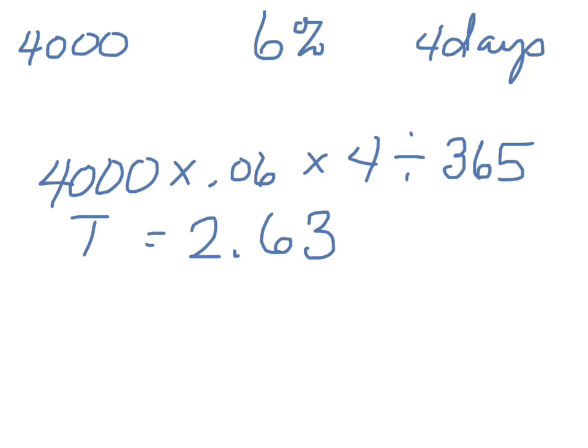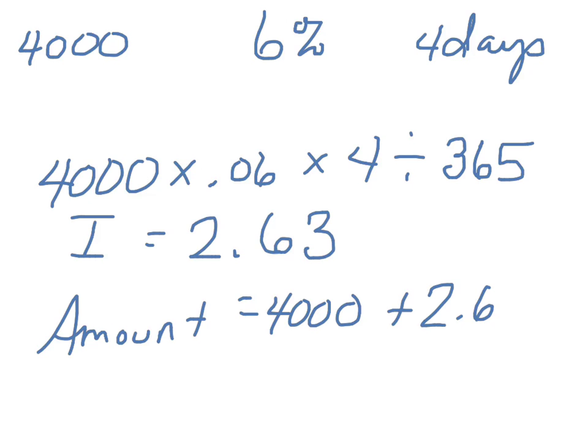So then that's my interest. To find the amount that's in the account, I'm going to take $4,000 plus $2.63. Is it important to make sure your decimals are in the right spot? Yes. Okay. So what is 4,000 plus $2.63? 4,002.63. So after 4 days, you made $2.63. Okay, keep this in mind. I had that in there for a month and only earned like $2.